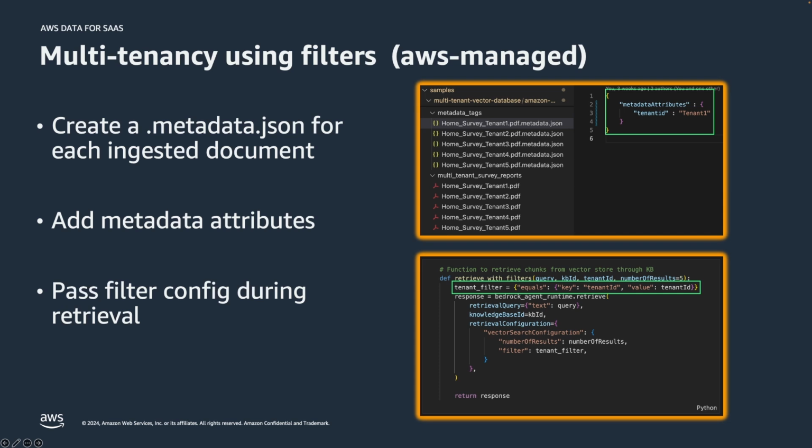Once you have this, you ingest these metadata JSON files along with your documents. Then you make use of a modified retrieve function where you pass in the tenant ID as a filter. Of course, you can have complex filter conditions as well. This is a very useful mechanism to achieve tenant isolation, especially when you use Bedrock Knowledge Base for your vector database implementation.